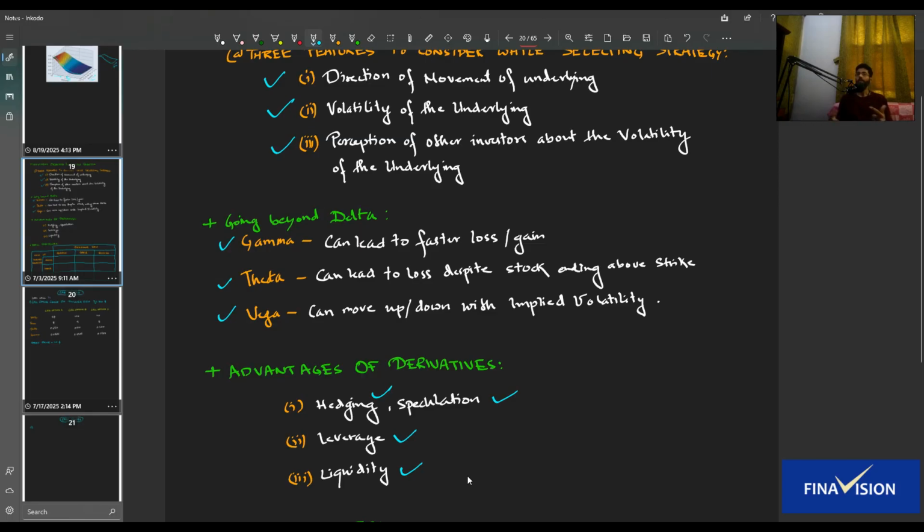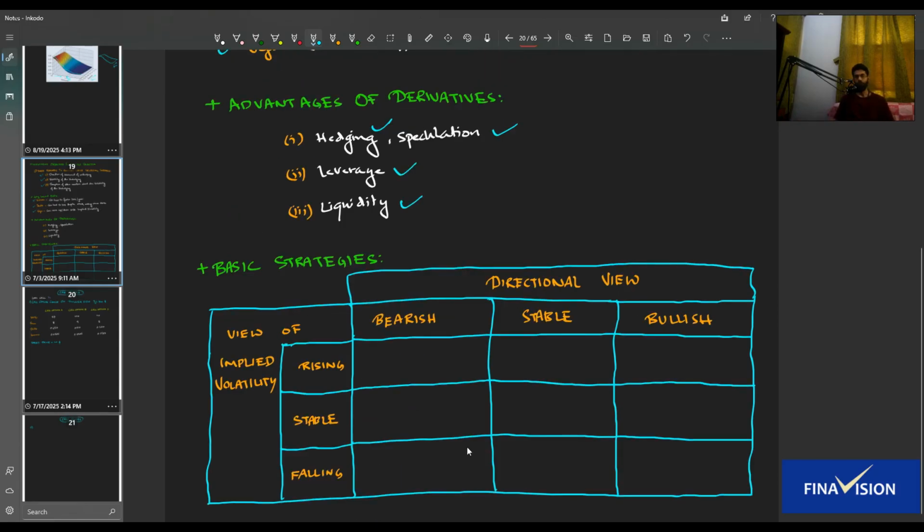So all these equations, all these considerations are included within that trade. The consideration of other investors, other traders are also included within that trade. Basic strategies: directional view and volatility view, both are included here. In terms of direction, we are considering bearish, that is the price is going to go down; stable means prices are going to remain stable; bullish means prices are going to go up. And in terms of volatility opinions, there is rising volatility opinion, stable volatility opinion, falling volatility opinion.